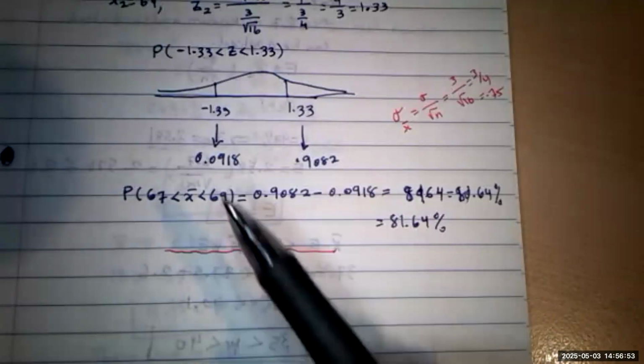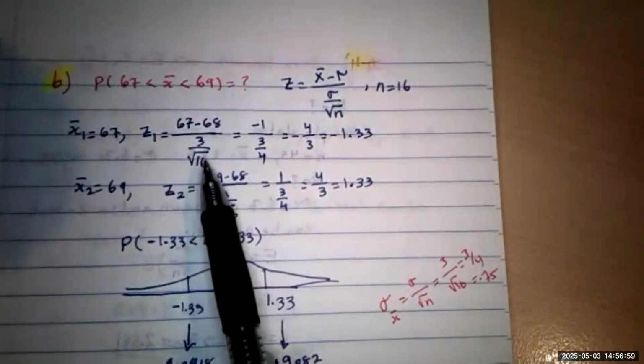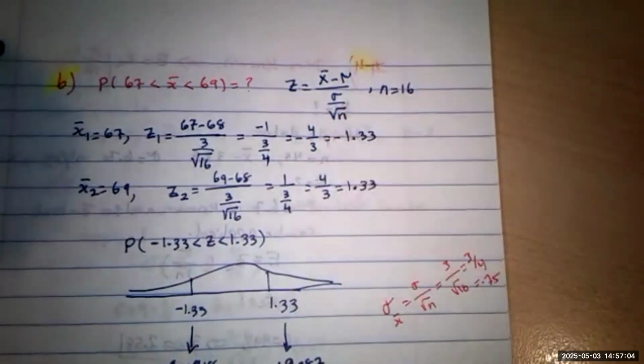The second part, some of the people miss this. In the second part, you see, anytime we go to the X bar from now on, you know that it's not going to be sigma. It's going to be sigma over radical n.